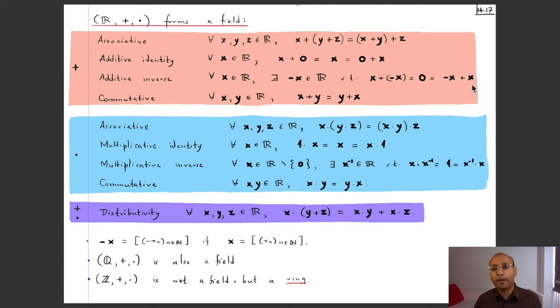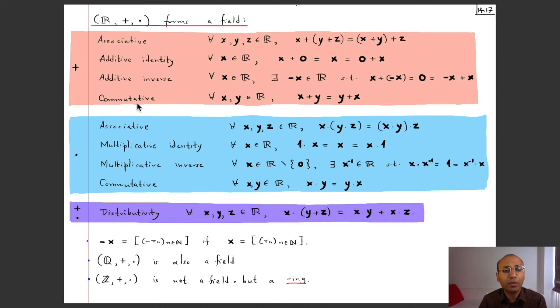Now the minus x in question, if x is given by the equivalence class containing a Cauchy sequence in Q, say Rn, then we can define minus x to be the equivalence class of the Cauchy sequence in Q which is minus Rn. So you simply take the term-wise negative of this Cauchy sequence, and that's also a Cauchy sequence in Q, and you take the equivalence class of that, and then it's easy to see that when you add minus x to x, you get the zero element.